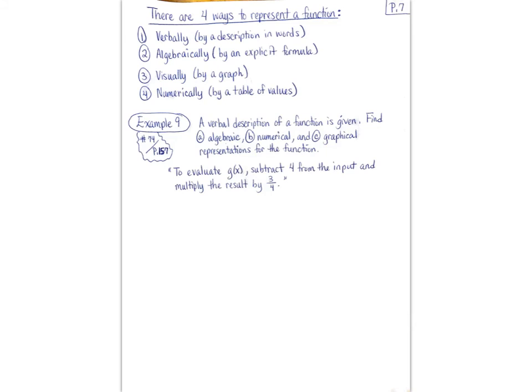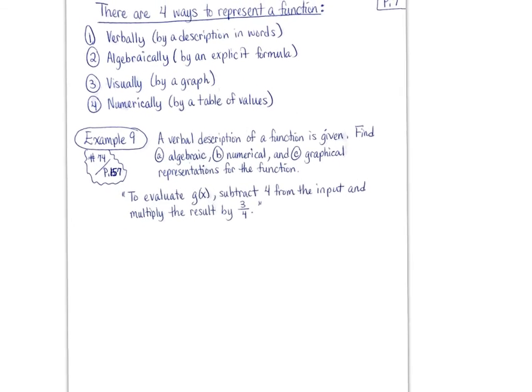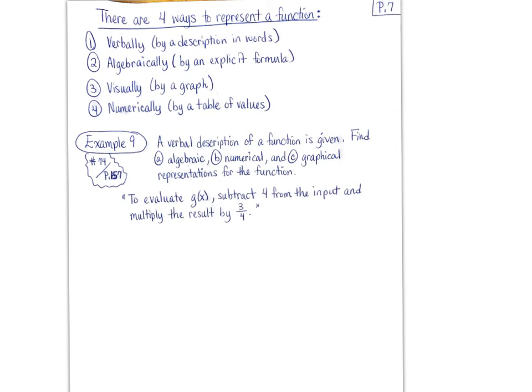So now the last page here for these notes is we want to know what are the 4 ways to represent a function. We can represent a function verbally, which is a description in words, algebraically by writing an explicit formula, visually by a graph, or numerically by a table of values. Okay? So let's go through an example. If you notice, I'm choosing a lot of examples from your homework set, so you can see examples like that, okay?